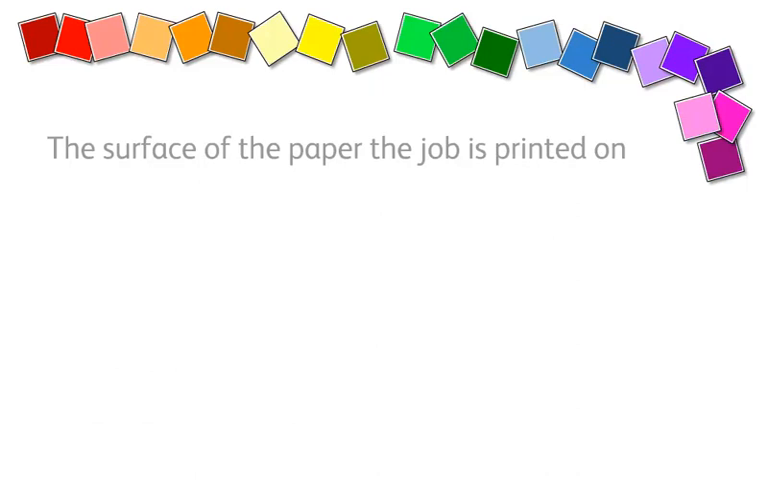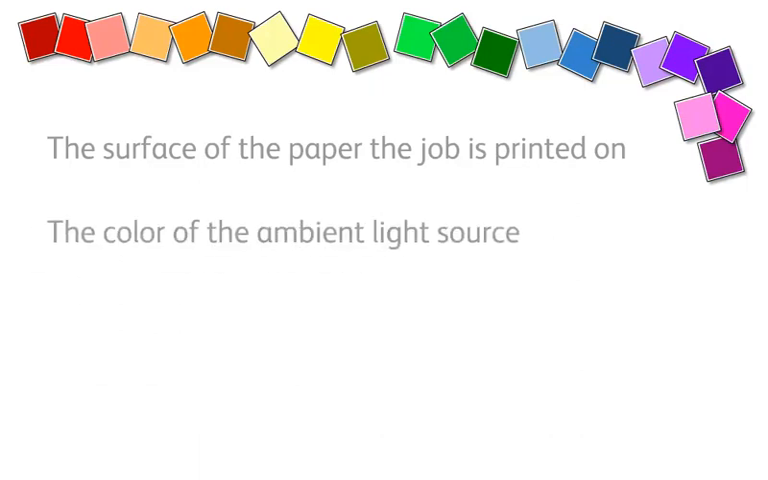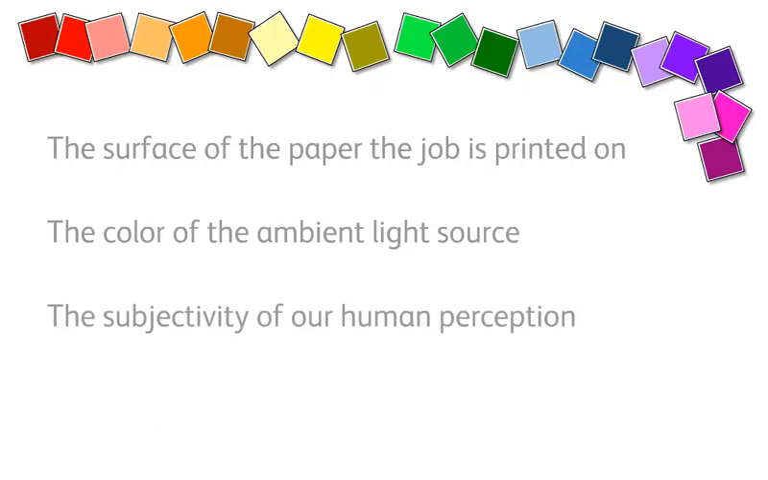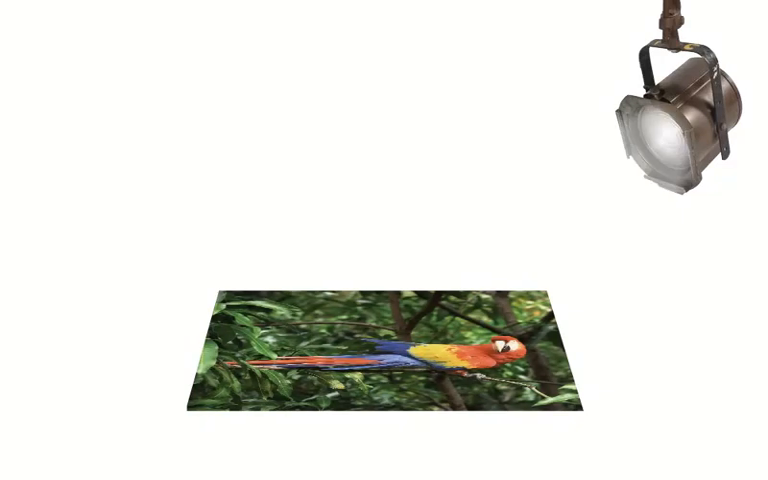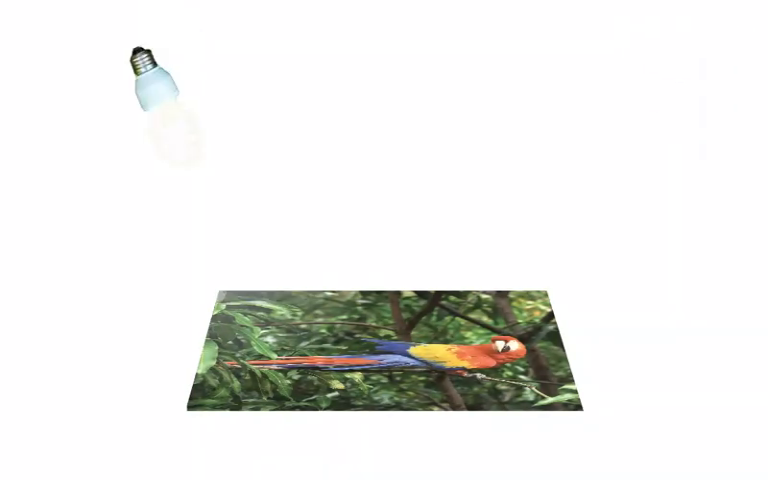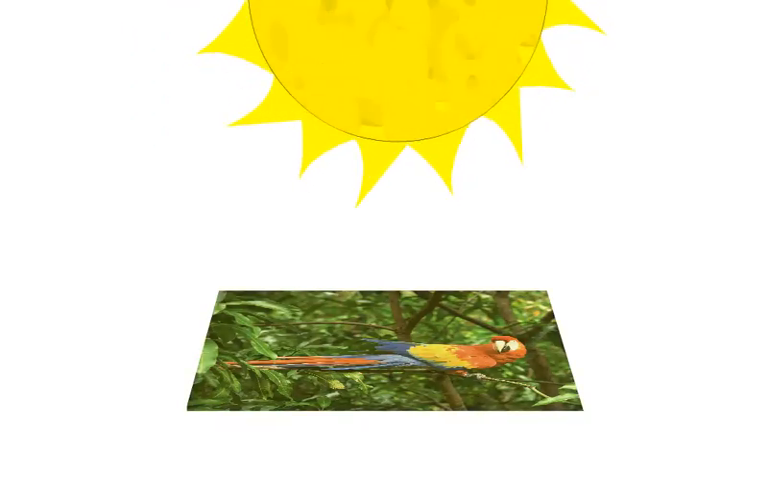Now let's look at factors that influence how output color appears to us. There are several factors that can affect color and clarity of printed output beyond what we have covered so far. The surface of the paper the job is printed on, the color of the ambient light source, and the subjectivity of our human perception all affect our perception of color. Colors do not look the same under different lighting conditions. A color that looks bright and vibrant under white light may look dull and washed out under colored light. It is important to use a consistent light source when proofing colors.